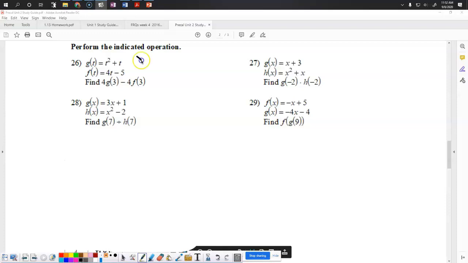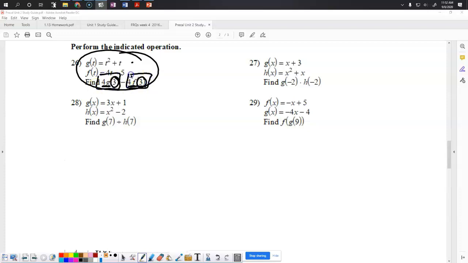So for this one, what this is telling me to do is plug 3 into the g function and multiply it by 4. This one's telling me to plug 3 into the f function and multiply it by 4 afterwards. When we have those two answers, the last thing we're going to do is subtract them. So we're going to multiply the g function by 4 and the f function by 4 after we plug 3 into the equation.